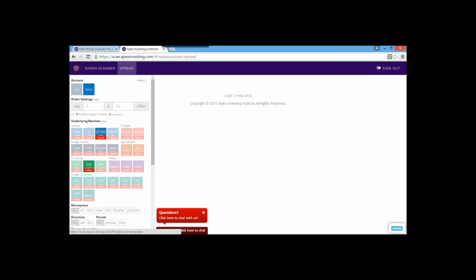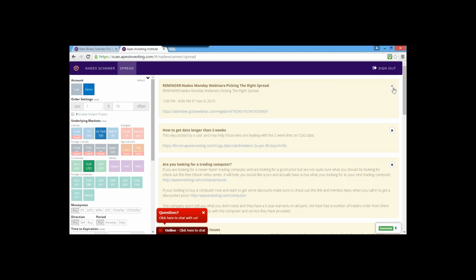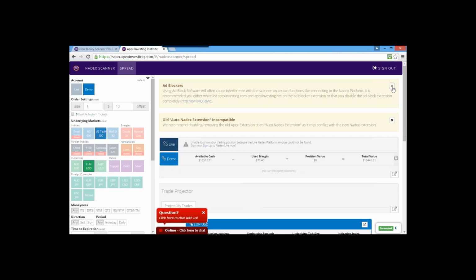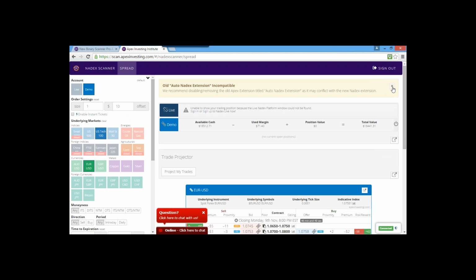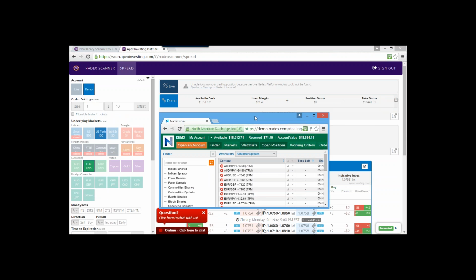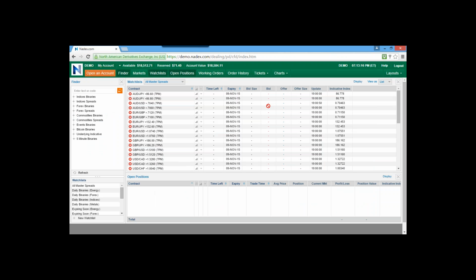Right here under the spread scanner. And some of you are like, what spread scanner, what is that? Well, let me show you something real quick before we hop in, and you'll be able to understand this. If I want to trade spreads, and I'm on the Nadex platform here, let's say that tonight I want to trade some Forex spreads. I want to trade Aussie dollar spreads.